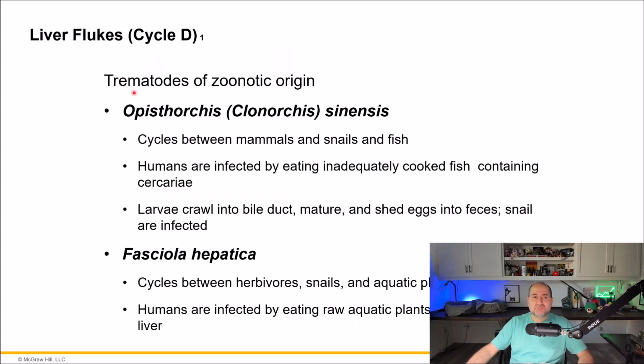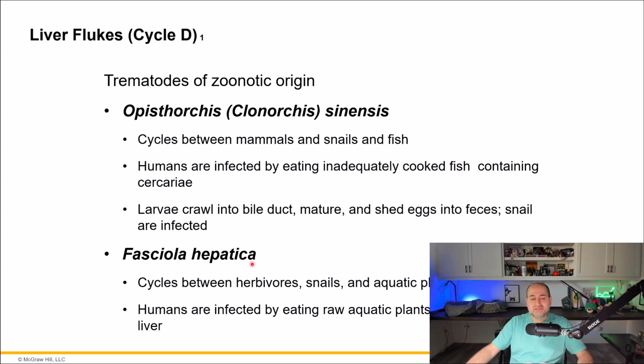There are also trematodes or flukes of zoonotic origin. This means they come from animals. Opisthorchis sinensis is an example. This one cycles between mammals and snails and fish. Humans are infected by eating inadequately cooked fish containing Cercariae. Those larvae crawl into your bile ducts, mature, and shed eggs into your feces. Snails are then infected, and the life cycle can repeat.